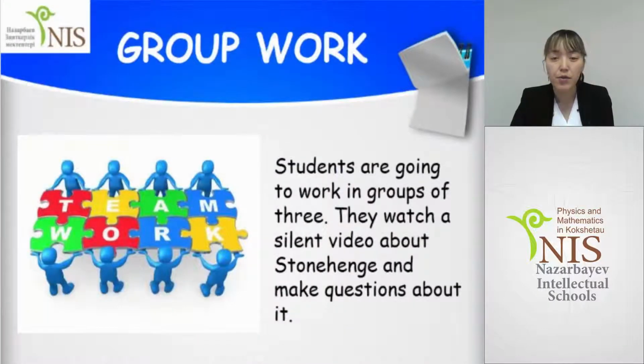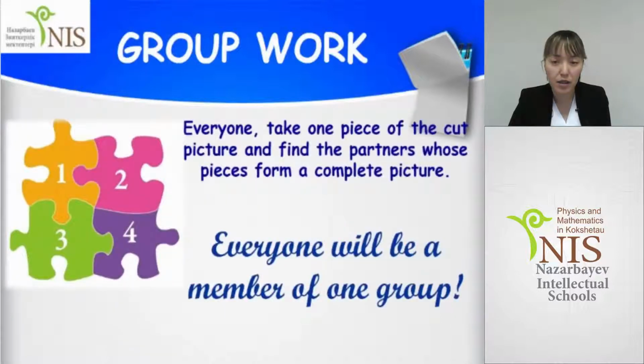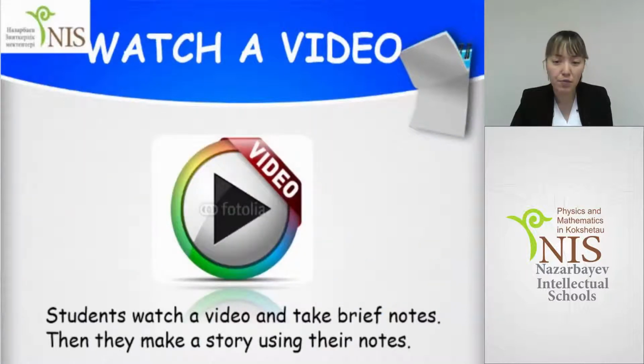Okay, so now you are going to work in groups of 3. You will watch a silent video about Stonehenge and make questions about it. But before, we will divide into groups. Everyone take one piece of card picture and find the partners whose pieces form a complete picture. Everyone will be a member of one group.